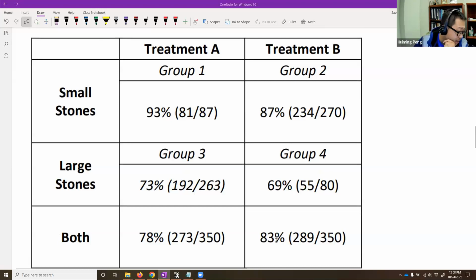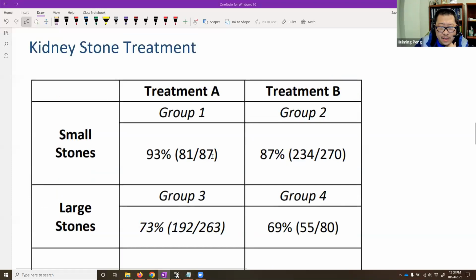How do you read this data first? Can you read this data? And this we call the contingency table. It's just a table of the data. If I look at this first, 1, 2, 3, 4 groups. What does group 1 mean? What does group 2 mean? What is group 3? What is group 4? This is from a clinical trial from a hospital talking about the kidney stone treatment.